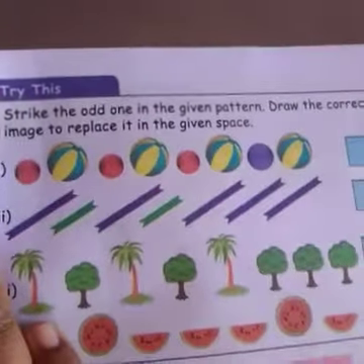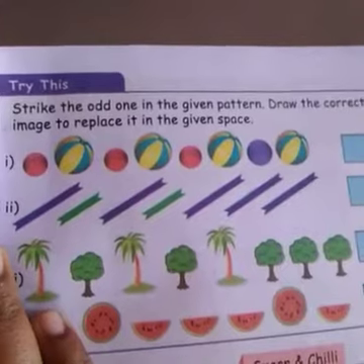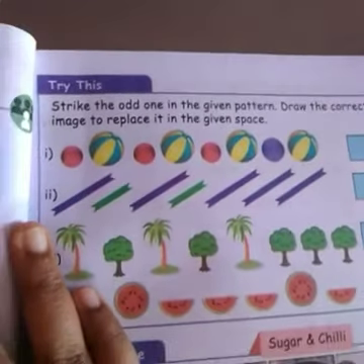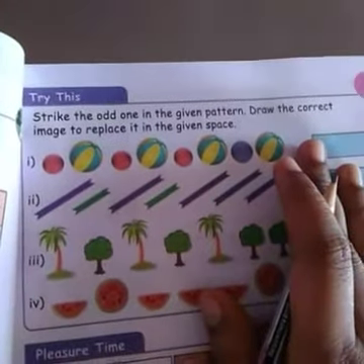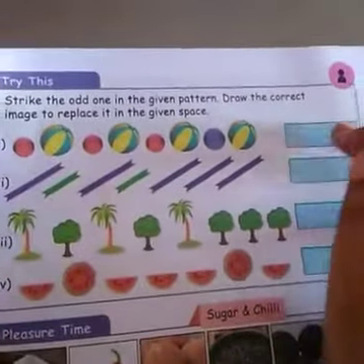See the next one. Strike the odd one in the given picture. Draw the correct image to replace it in the given space. First you have to find the odd one in this given pattern, and you have to write the correct one for the odd one in this given space.